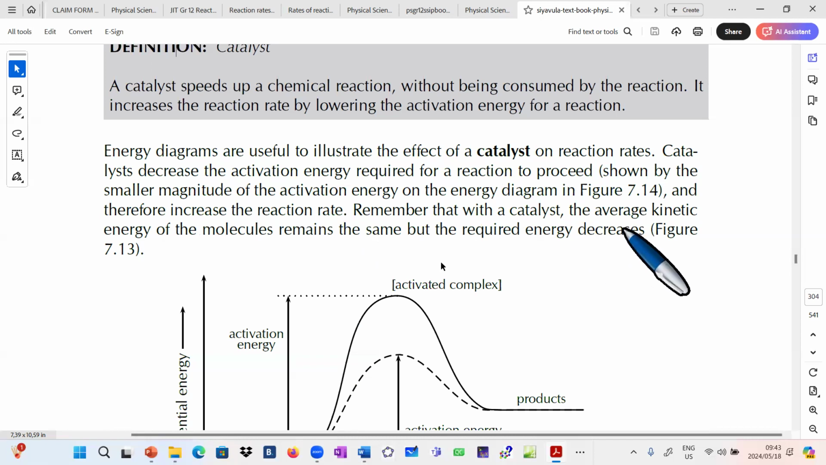Remember that with the catalyst, the average kinetic energy of the molecules remains the same, but the required energy decreases. Okay, this is very important. Remember that with the catalyst, the average kinetic energy of the molecules remains the same, but the required energy decreases.